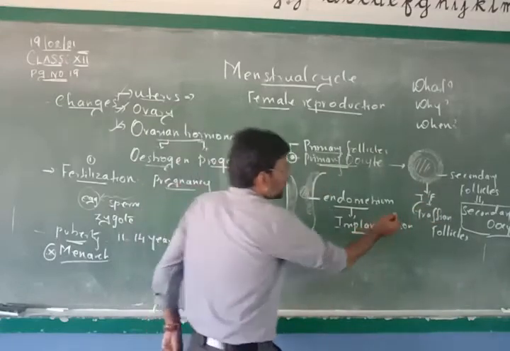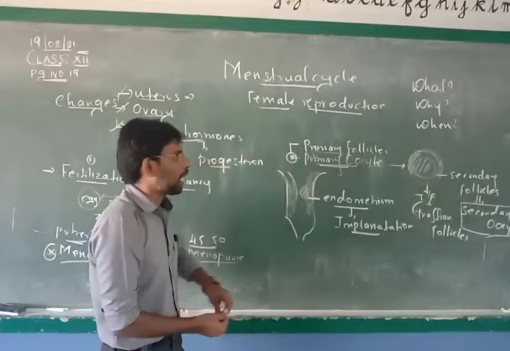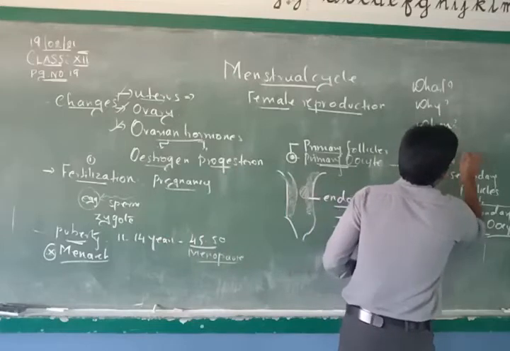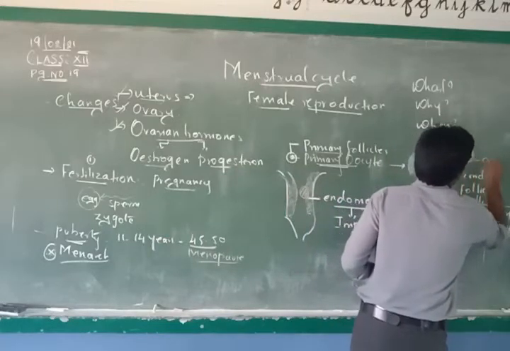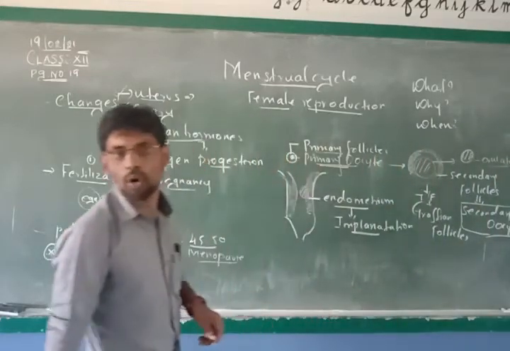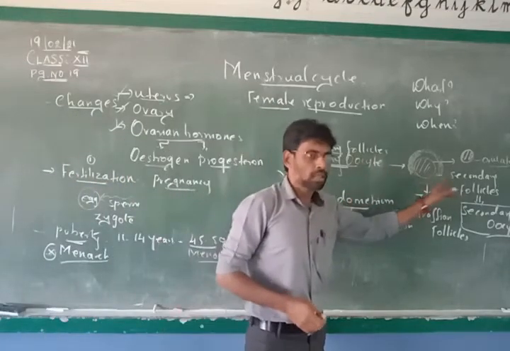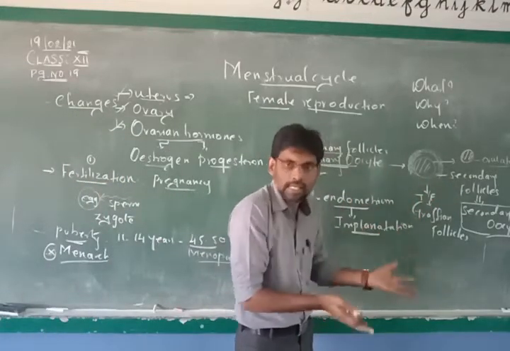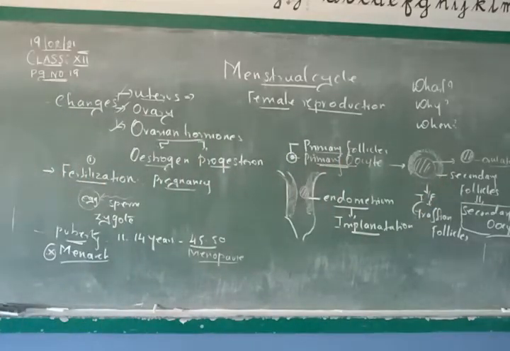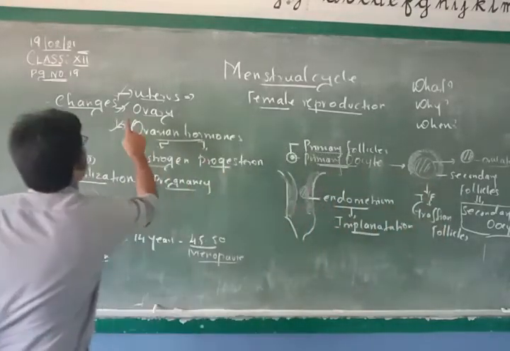Now what happens? The Graafian follicle matures, ruptures and releases the egg. So the egg will come out. Whenever the egg comes out from the ovary, this process is called the ovulation process. Ovulation means the egg from the Graafian follicle comes out. So the Graafian follicle ruptures and releases the egg. That process is called ovulation. Is that clear? Right. So all these things are taking place inside the ovaries.